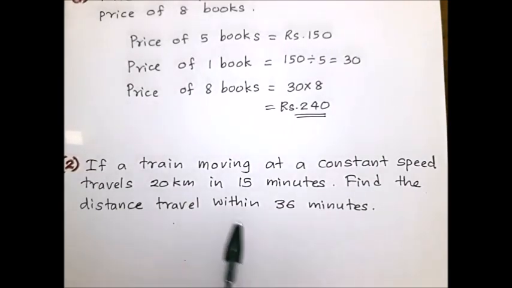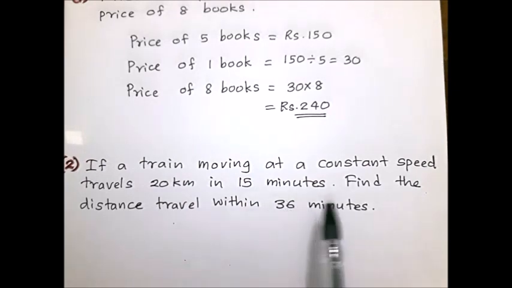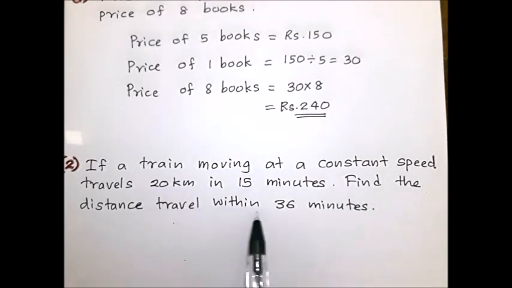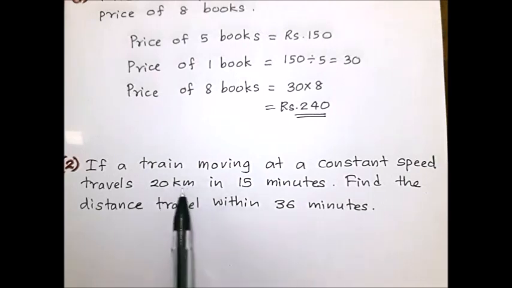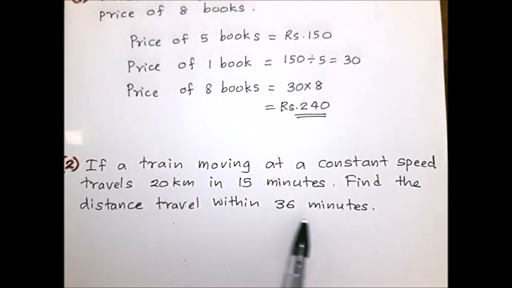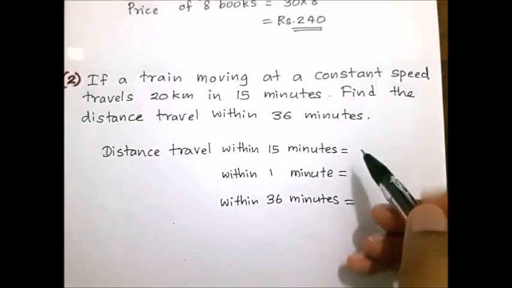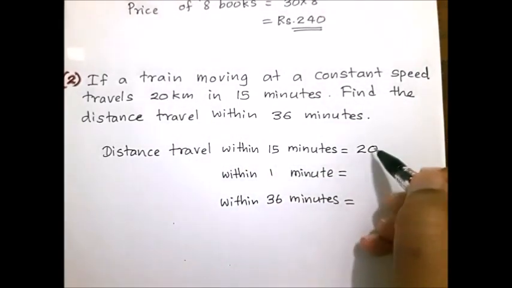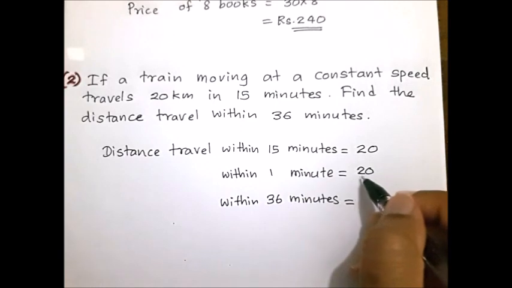This is the second example for the unitary method. If a train moving at a constant speed travels 20 km in 15 minutes, find the distance travelled within 36 minutes. Here within 15 minutes it travelled 20 km. You have to find the distance travelled within 1 minute. Then you can find the distance travelled within 36 minutes. First write distance travelled within 15 minutes. It is 20 km. Then find the distance travelled within 1 minute. Divide this one by 15.